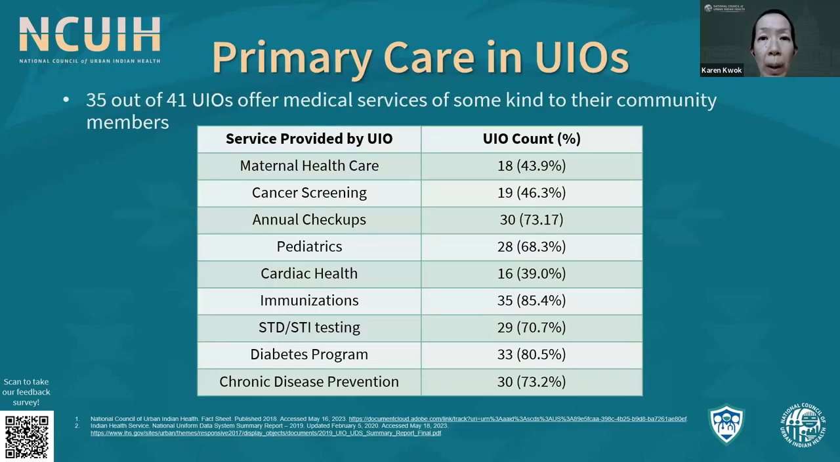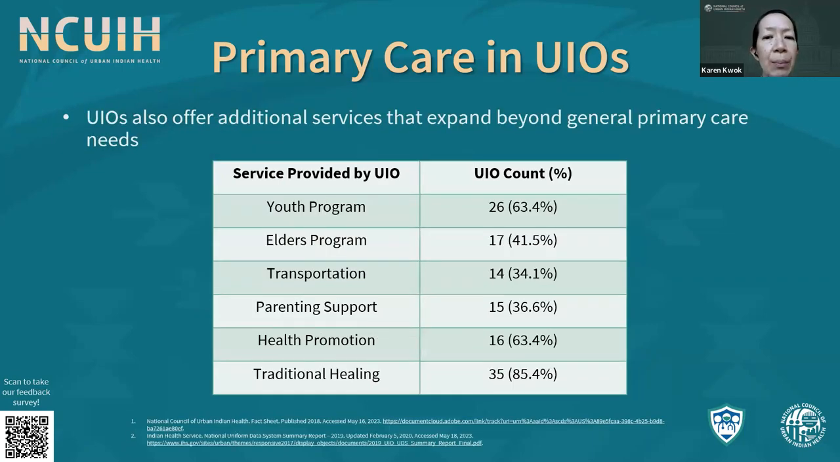Among the 41 UIOs, there are some preventative primary care services that are provided. These services center on health promotion, with 85% of the UIOs offering immunizations, 73% offering annual checkups, and 73% offering chronic disease prevention. And next slide, please.